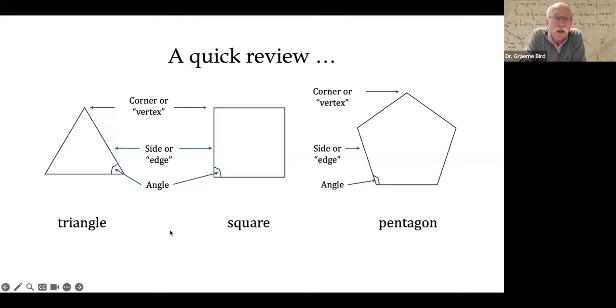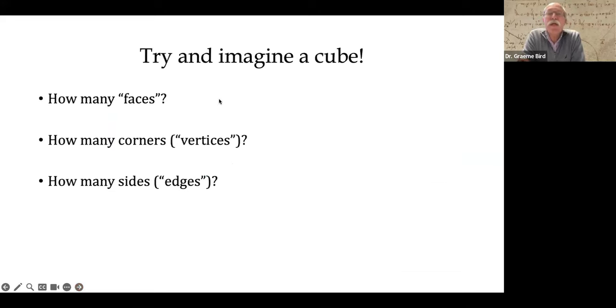Okay, so here we go. Here's the angles: 60, 90, and 108. Okay, let's keep going. Part of ancient Greek math is imagination. So can you all imagine, maybe you shut your eyes or not, a cube? This is maybe the most common Platonic solid. And then I'm going to ask you if you can visualize how many faces. We don't call them sides, we call them faces. How many corners and how many edges?